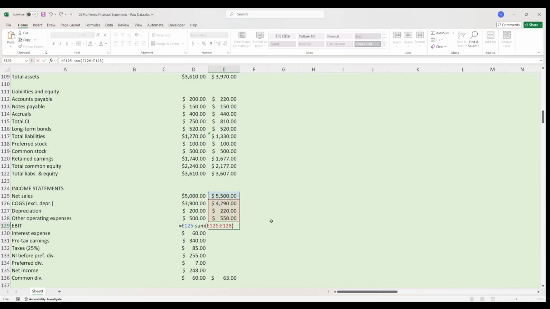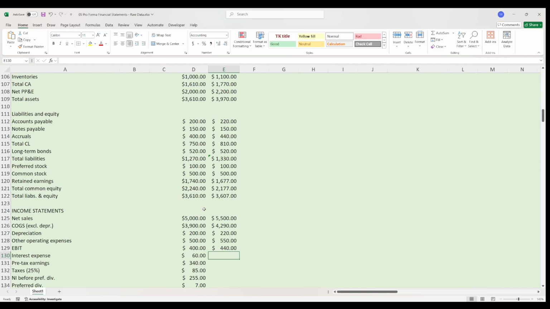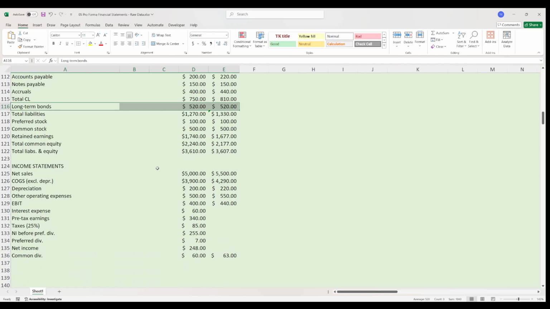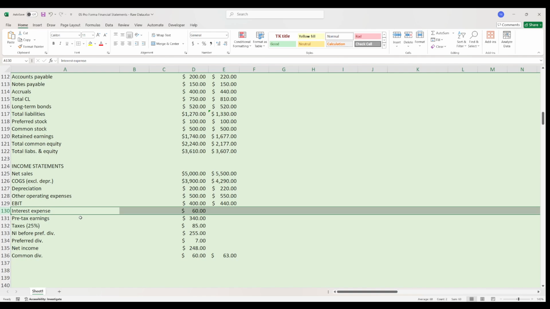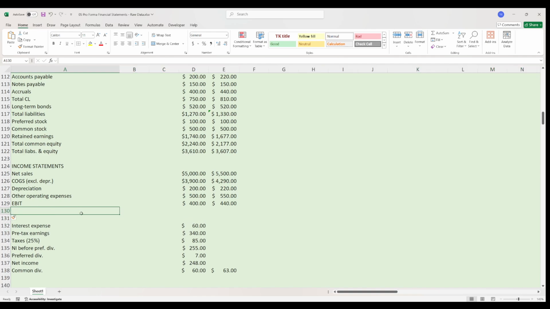So I just add all of these. I got 440. And then interest expense is the tricky, more complicated one, because we have notes payable as well as long-term bonds. And later we're going to add another tier of debt, which is the line of credit. So the interest expense is a little complicated to calculate. Why don't we just insert another couple of rows, and we say there's interest from short-term debt and interest from long-term debt.